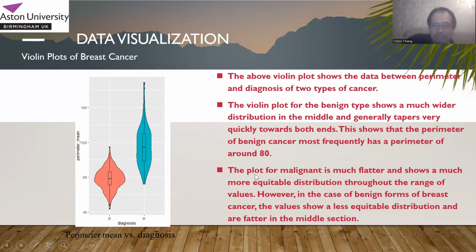The plot of the malignant is much flatter, which shows a much more equitable distribution throughout the range of the values. However, in the case of benign forms of breast cancer, the values show a less equitable distribution and are flatter in the middle section. So for benign, they are more focused on that parameter, which means that most of them fall into this category. Whereas for malignant, it can go all over the place. It can mean the parameter is not that large, but for some, it can be very extensive. Therefore, it has a much wider range.